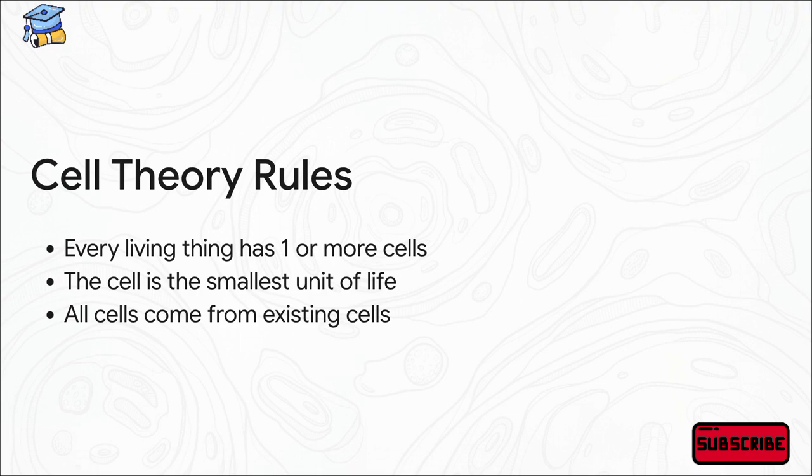First, every living thing, from the absolute simplest bacteria to the most complex human being, is made up of one or more cells. Second, the cell itself is the smallest, most basic unit of life. And third, all cells come from existing cells. There is literally an unbroken chain of cellular division connecting you to the very first cells that ever existed on this planet. How wild is that?